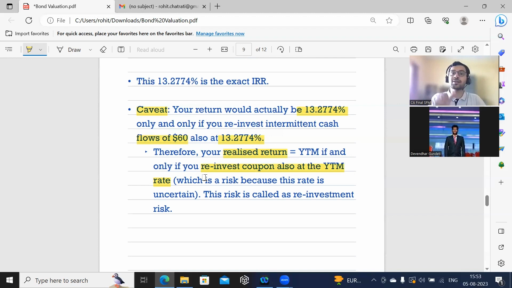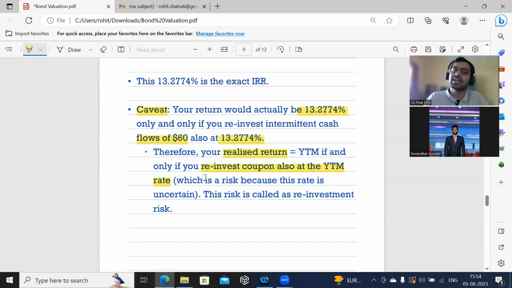Now, here comes a risk. That risk is what we refer to as reinvestment risk. What is the risk that we're talking about? What is the guarantee that after 1 year I will be able to find an instrument in the market which is giving me 13.27 percent? There is no guarantee that after 1 year I will be able to find a bond or an instrument which is giving me 13.27 percent. So this is the risk, and it is called reinvestment risk.